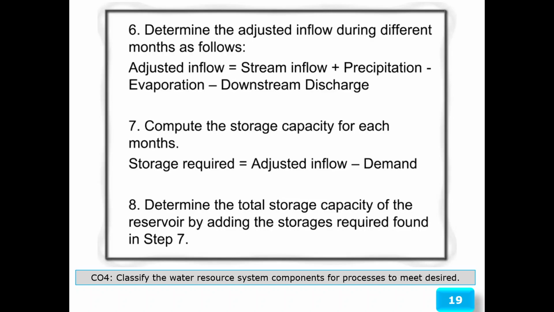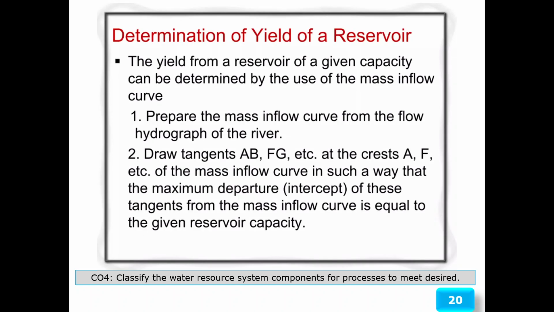Then compute the storage capacity for each month. The storage required is equal to adjusted inflow minus demand. Then determine the total storage capacity of the reservoir by adding the storage required found in the previous step. That is, storage required is equal to adjusted inflow minus demand.